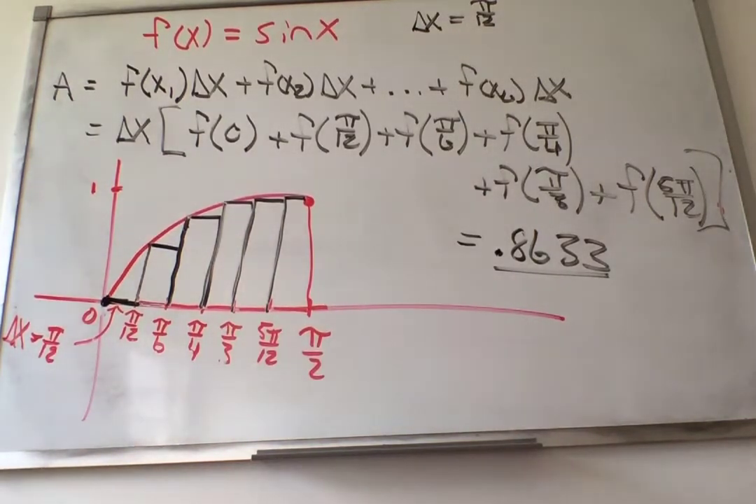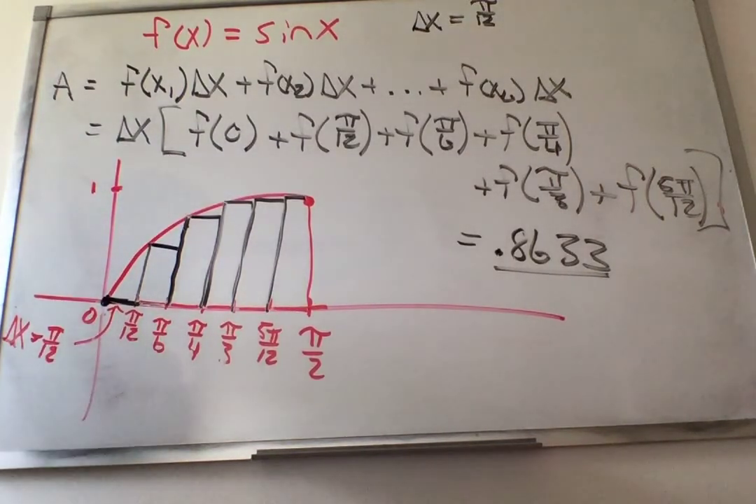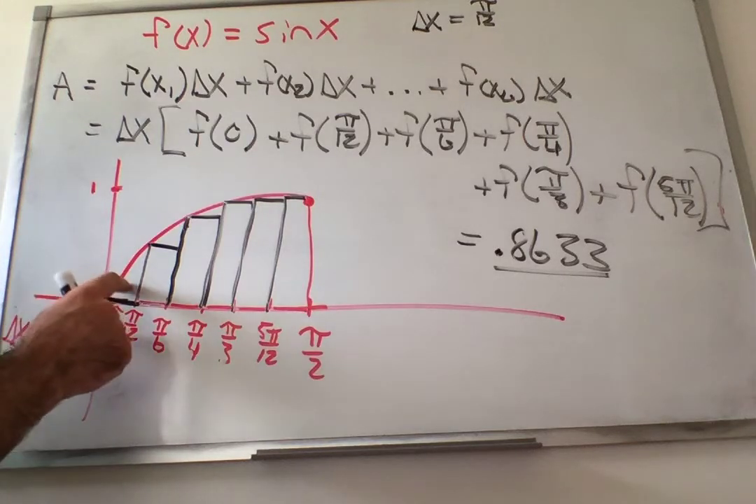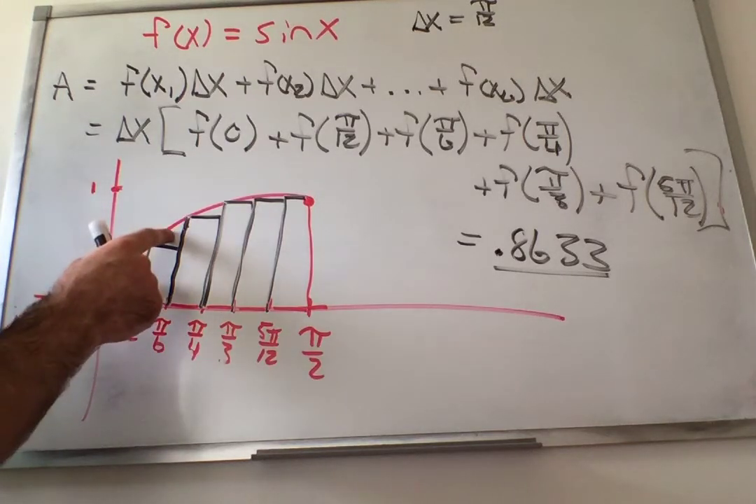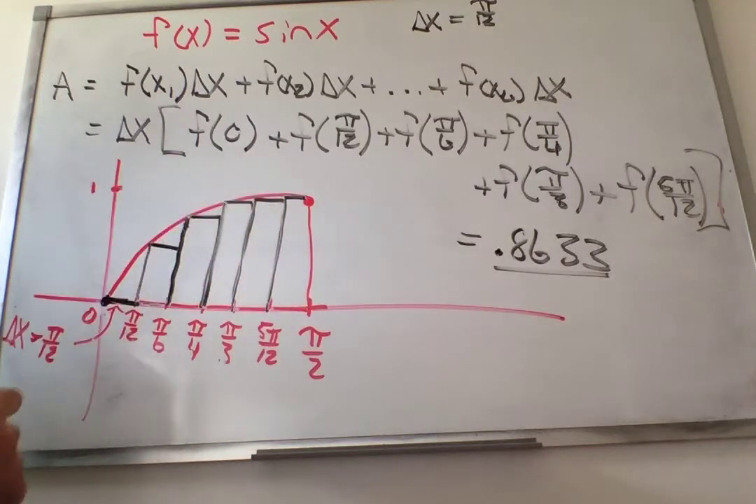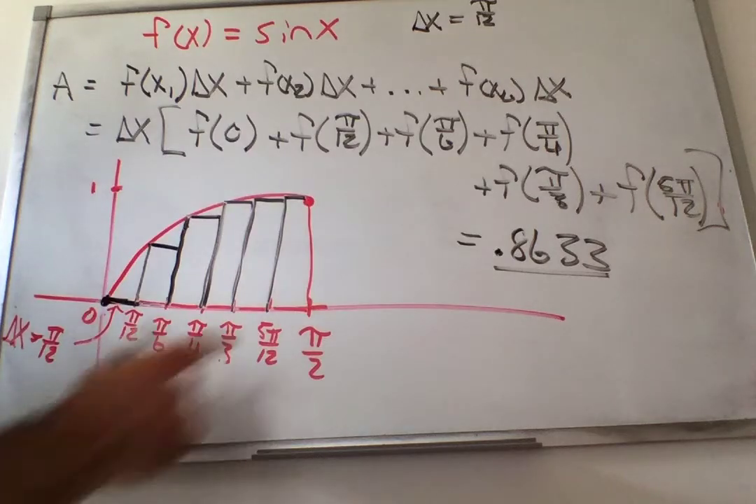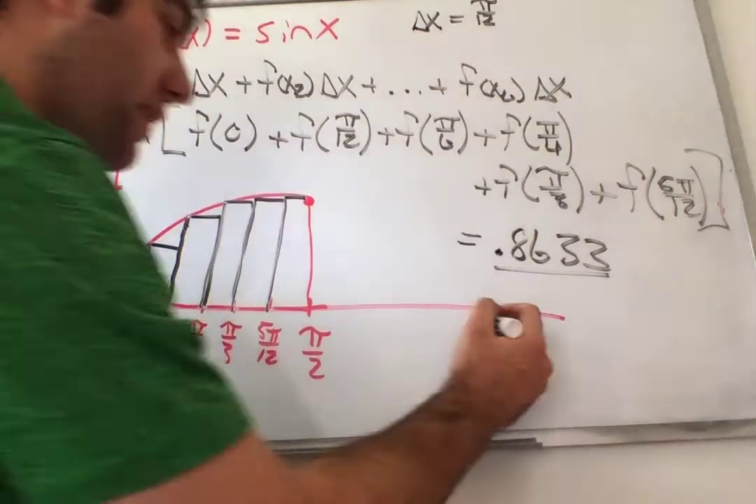Now let's talk about this being an overestimate or an underestimate for our approximation. If you notice how we drew the rectangles, there is some area I didn't count here, some area I didn't count there, a little there, and a little there. You just can't really see it because I'm freehanding it. So since I'm not counting some area, this should be an underestimate.